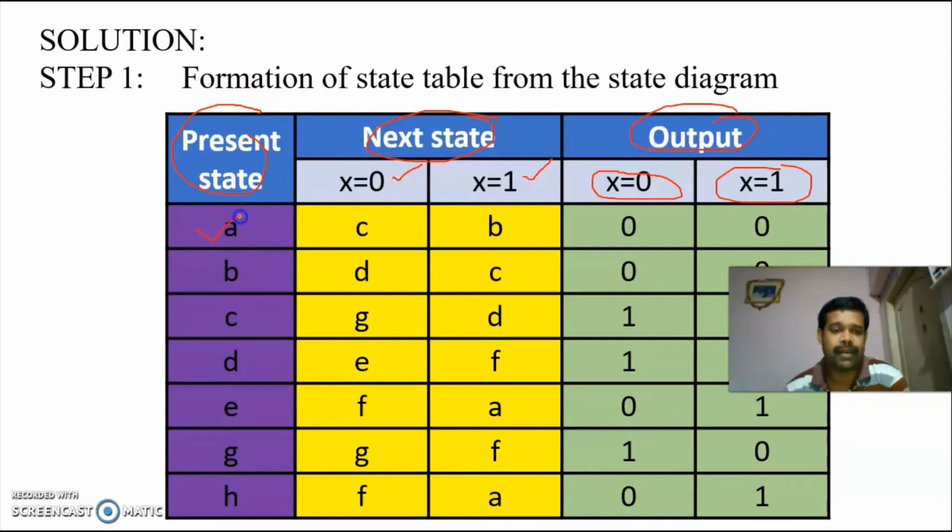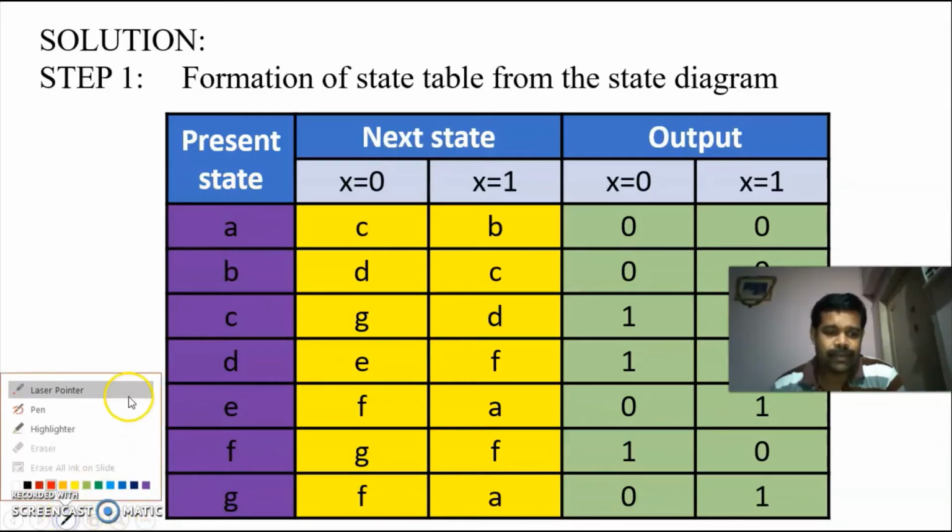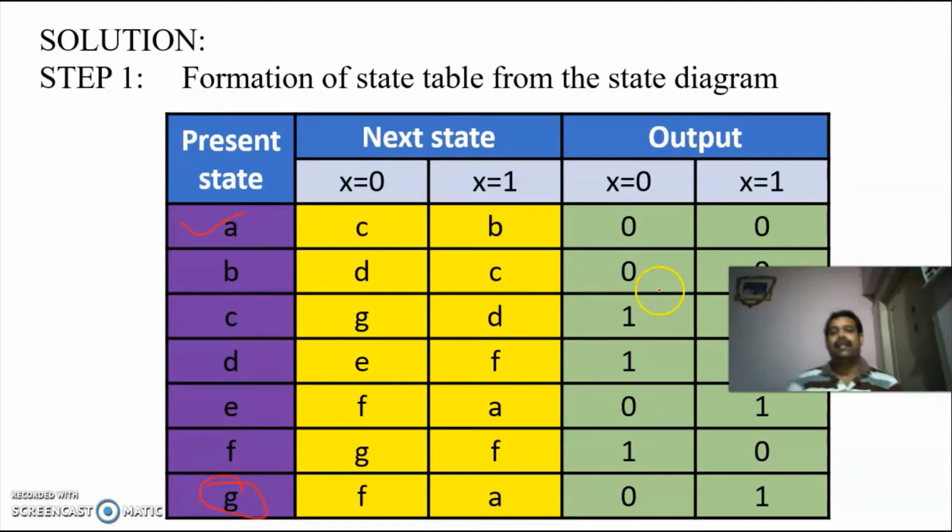So here we are having states from A to G, and this state table is having the information of present state, next state, and output. Now I will tell how to write the first row. Similarly, you have to write the second, third, fourth, and fifth.